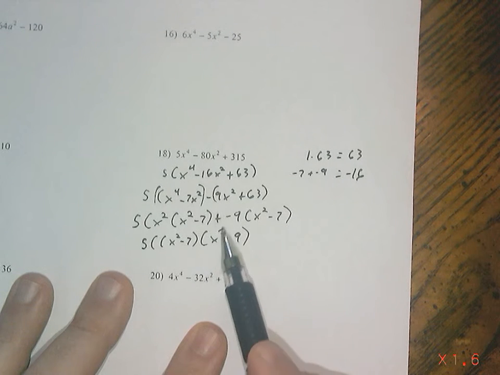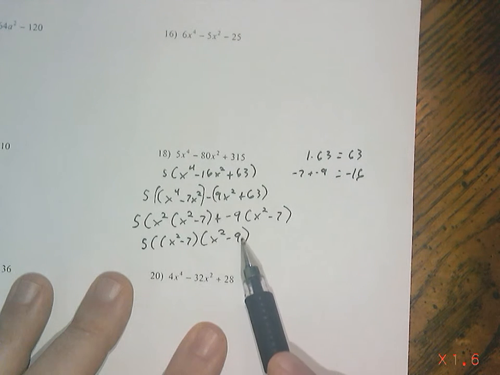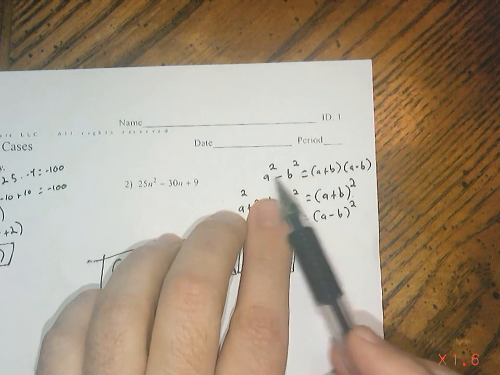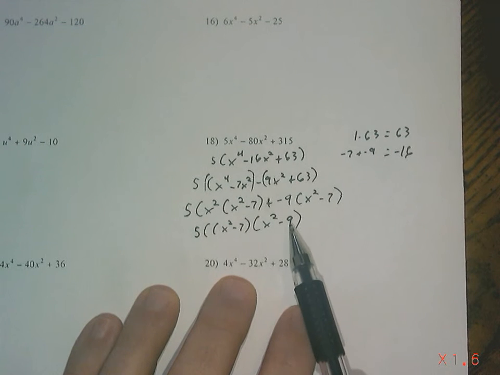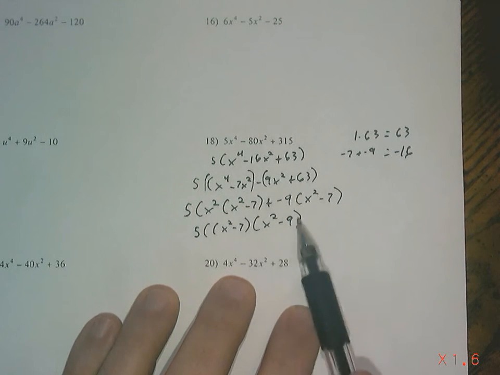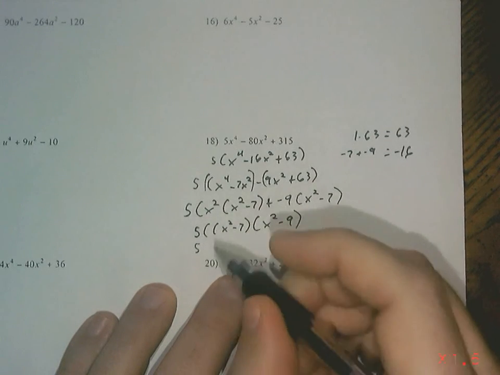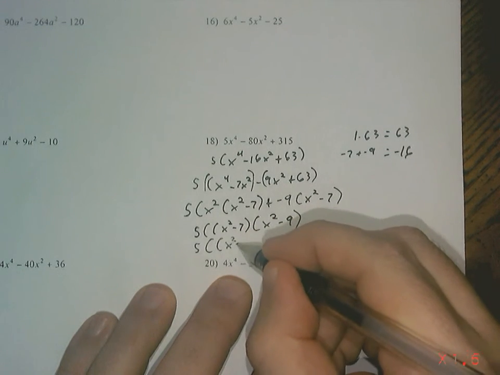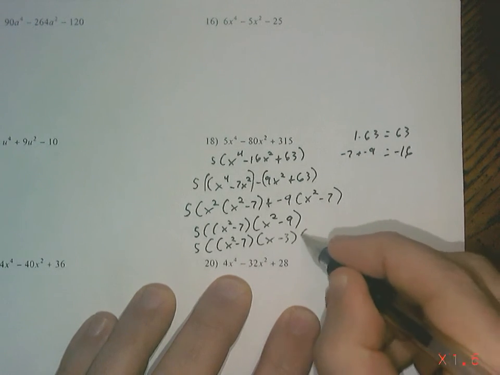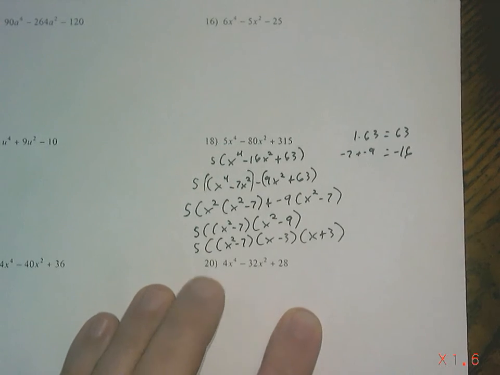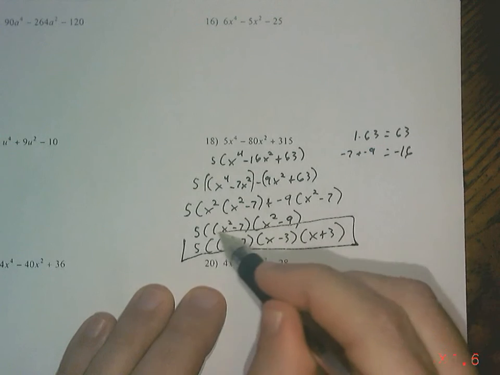If I look right here, I've got a squared number and the difference of a squared number. So if you remember back at the very start, if I have the difference between two squares, I can break it down even more to a plus b and a minus b. So I think of the square roots of these, it would be x and 3, right? So I can simplify this even more to be 5 times x squared minus 7, and then x minus 3, and x plus 3. And that is my final answer.